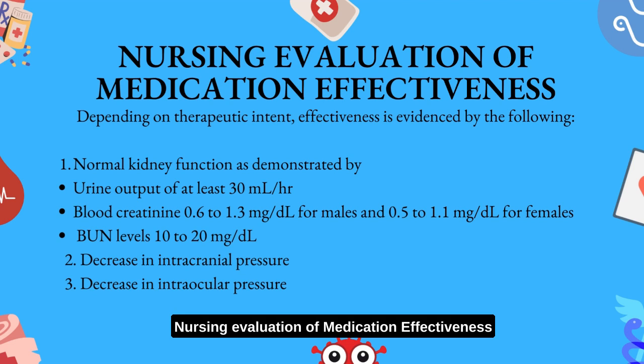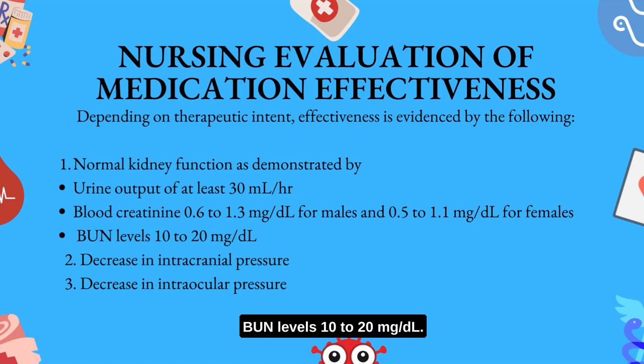Nursing evaluation of medication effectiveness. Depending on therapeutic intent, effectiveness is evidenced by the following. Normal kidney function as demonstrated by urine output of at least 30 ml per hour. Blood creatinine 0.6 to 1.3 mg per deciliter for males and 0.5 to 1.1 mg per deciliter for females. BUN levels 10 to 20 mg per deciliter. Decrease in intracranial pressure. Decrease in intraocular pressure.